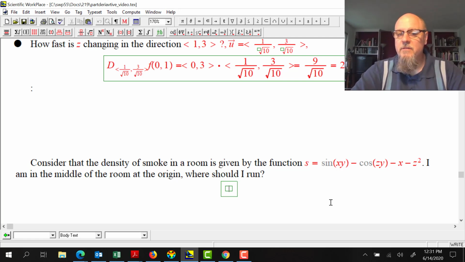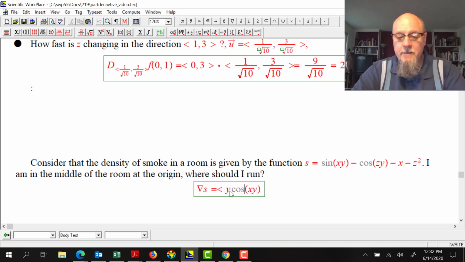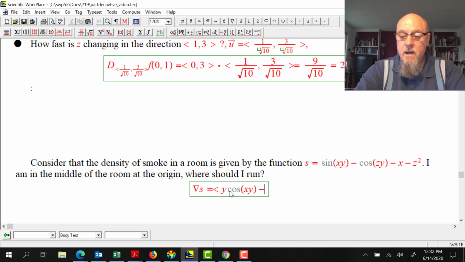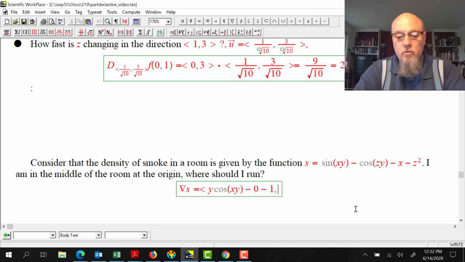Well, the gradient's going to give me the vector of greatest increase. So let's get the gradient of the smoke density function. Now it's going to be a 3D vector. I have to differentiate this function with respect to x first. So that's going to be the derivative of the outside, leave the middle alone, multiply by the derivative of what's inside, minus, okay, there is no x in here, so its derivative is 0, minus 1, and there's our first component of the gradient vector.